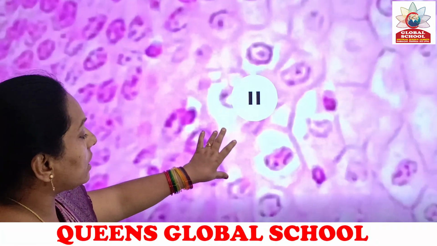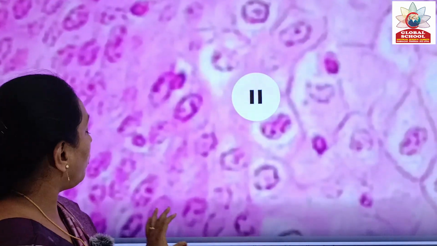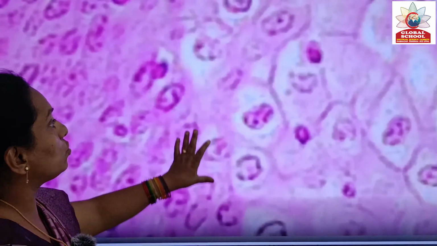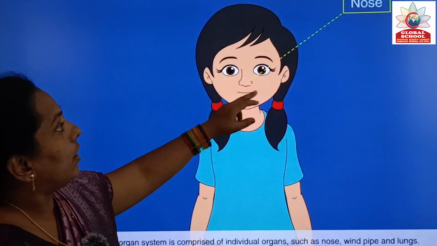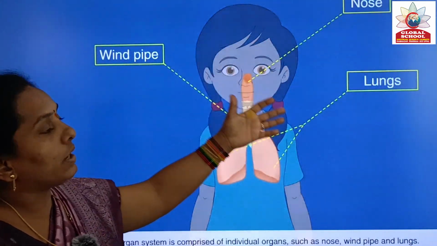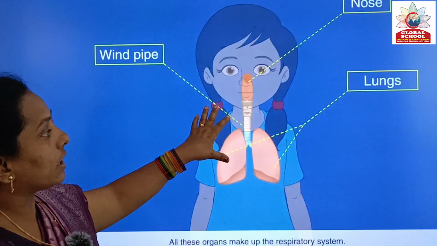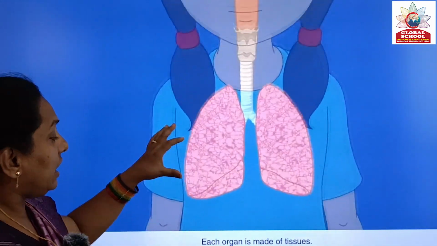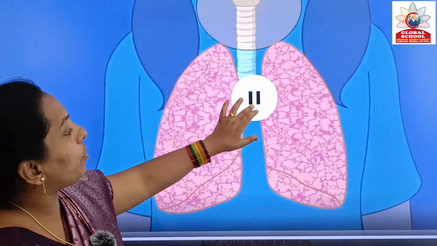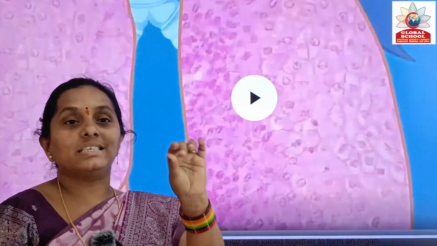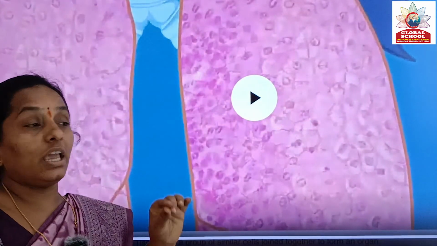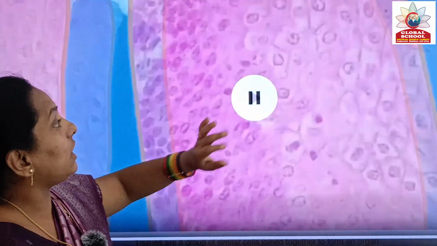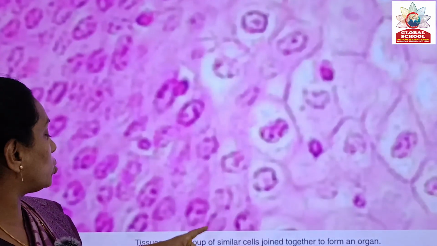Still, these organs are made up of tissues. See, nose, windpipe, lungs, these are the organs. These organs are again made up of tissues. Each tissue is made up of small cells. They are very small. We cannot see them with our naked eyes. They need to be seen with a microscope.